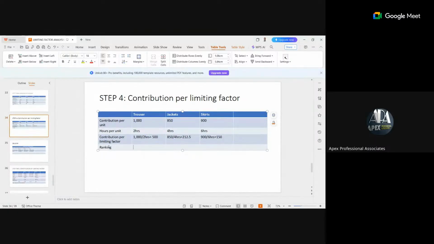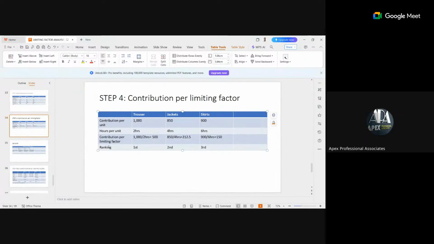When you are ranking, which is coming first now? Which is giving you the highest contribution per limiting factor? Trouser. First, and jacket is ranking second. And skirt is ranking third.